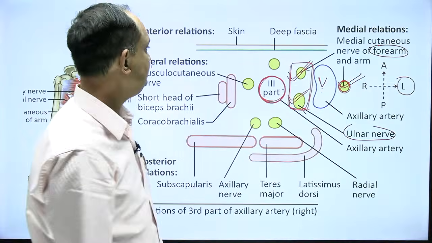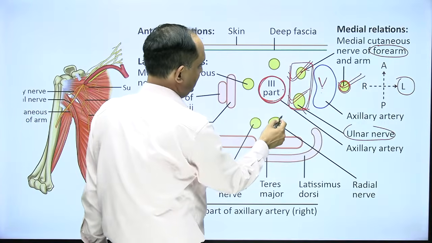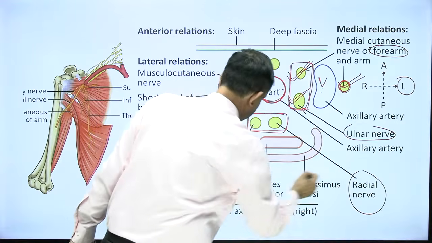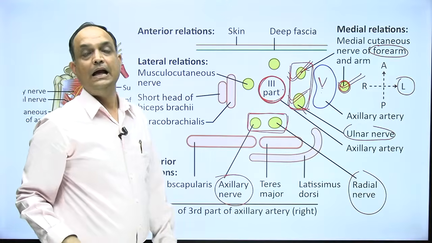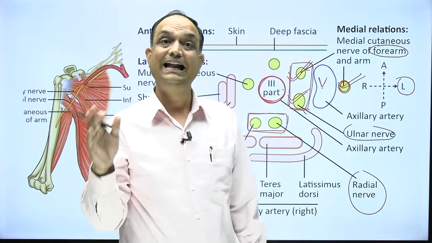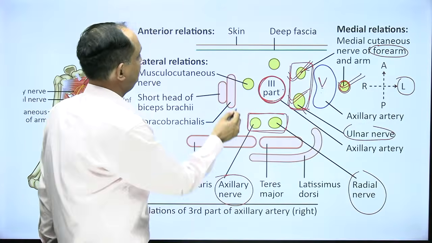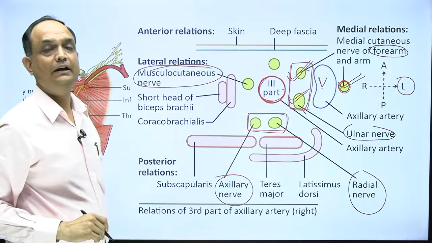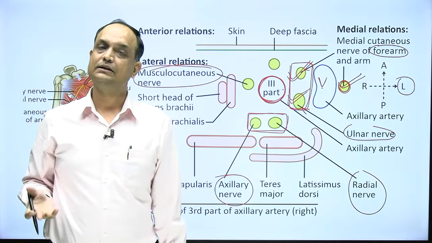Clear? Now when you go posteriorly, you will have the posterior cord. Now the posterior cord gives two branches, radial nerve and axillary nerve. And when you see the lateral cord, it is giving the musculocutaneous nerve. Lateral cord is giving the musculocutaneous nerve.